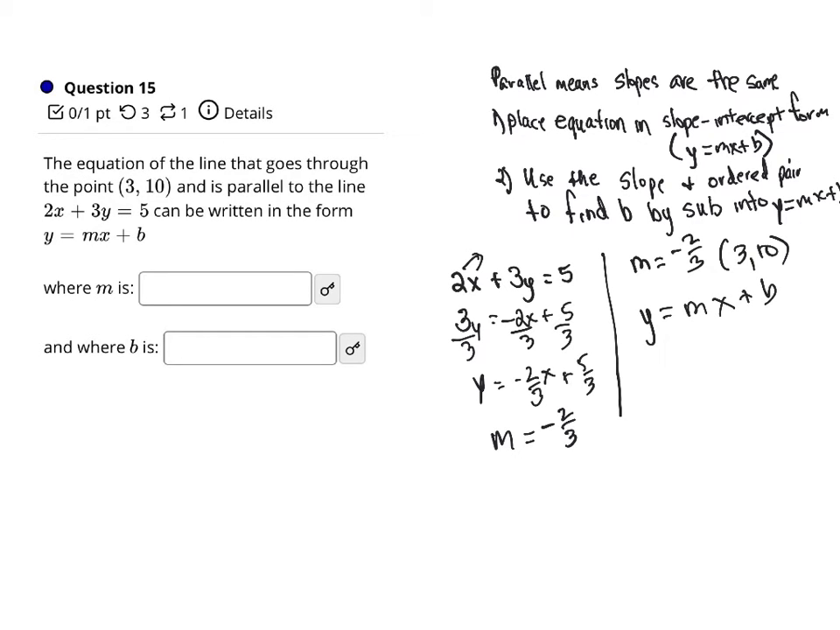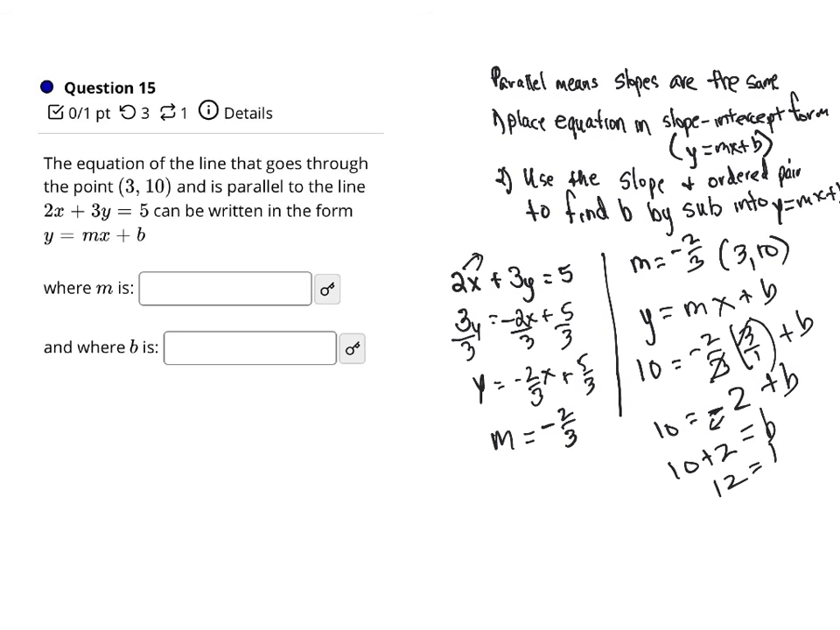Y is going to be the 10. M is negative 2/3. X is 3. I'm going to put it over 1, and then plus b. So this is 10 equals negative times positive is negative. The 3's cancel, so that leaves 1's on the bottom. 2 times 1, that's 2, plus b. So that's 10 plus 2, because we're going to move that minus 2 over. So that's 12 equals b.